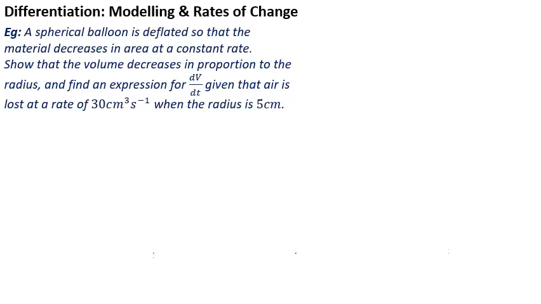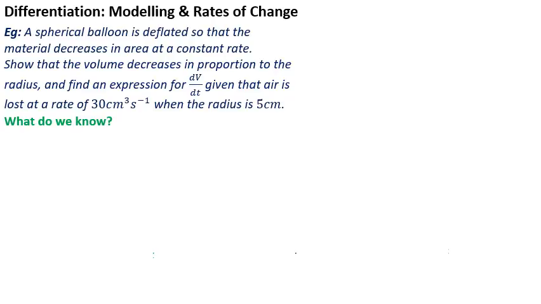The question asks us to show that the volume decreases in proportion to the radius. In other words, that dV by dt, which is the rate at which the volume changes, is equal to some constant multiplied by the radius. It's also given us some additional information in terms of the rate at which air is lost for a particular radius, and that will help us, hopefully, to find whatever unknown constant is kicking around.